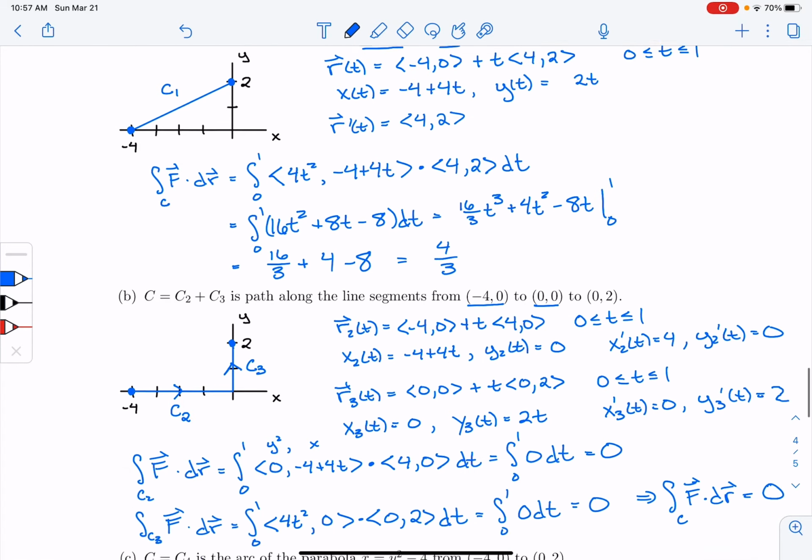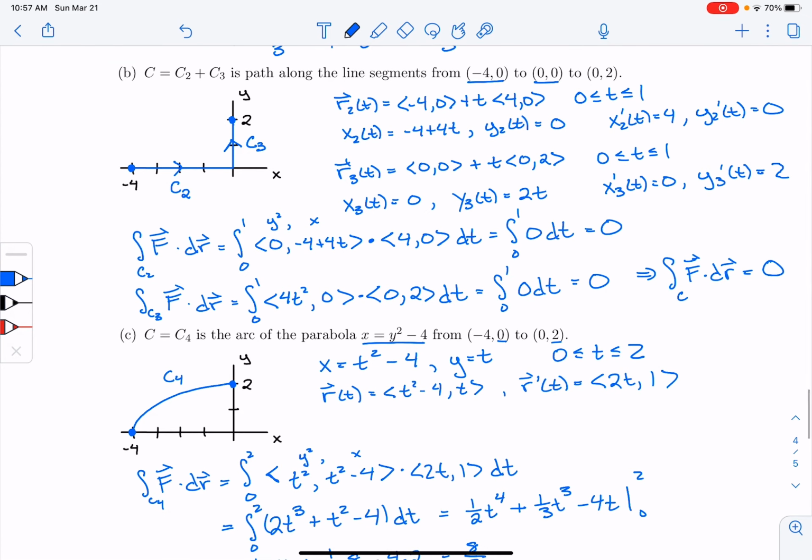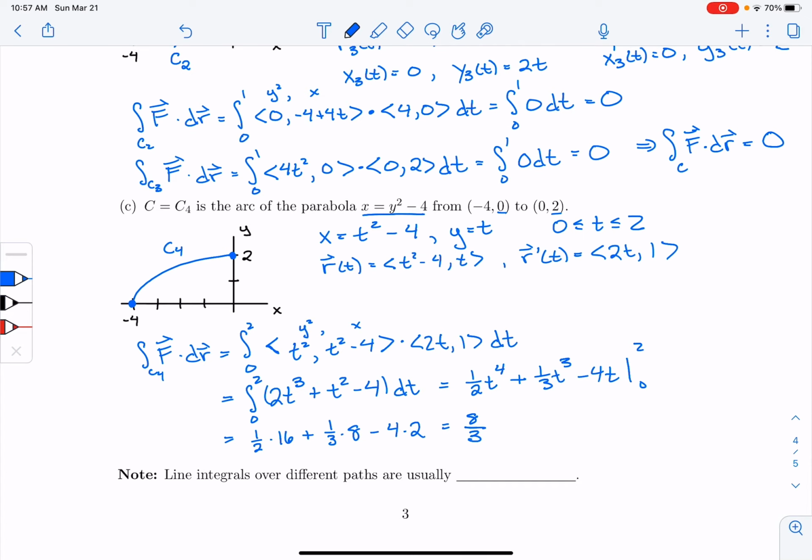And then along this parabolic arc, we got twice as much work. We got 8 thirds. But then if we moved along the x-axis and then the y-axis, no work was done. So this is something that is important to note, that line integrals over different paths are usually different. Okay, so the line integrals for the same vector field along different paths are usually different. So you should not expect to always get the same answer if you integrate over different paths. In other words, the path for this line integral does matter.